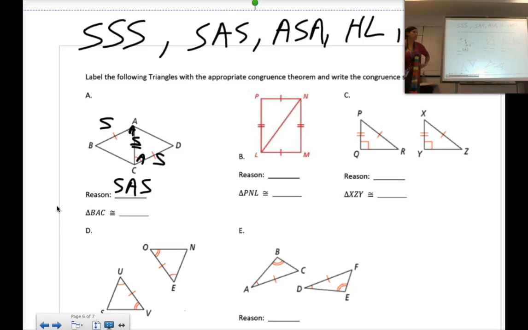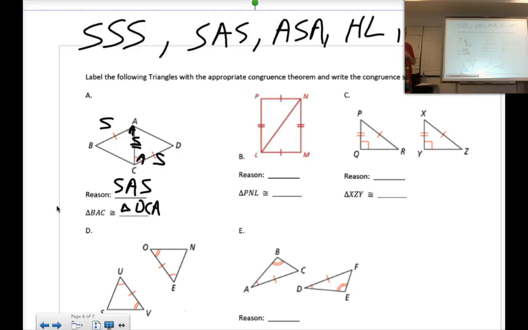You can't make up information. If I don't have 3 S's here, that can't be side, side, side. You can only use the S's and the A's that you put in your diagram. Okay, and write the congruence statement: triangle BAC is congruent to triangle DCA. The congruence statements are a little difficult, but the only way you're going to learn them is if you practice.